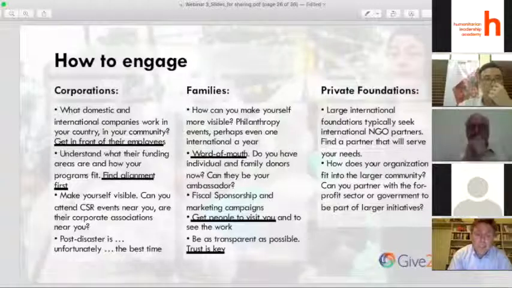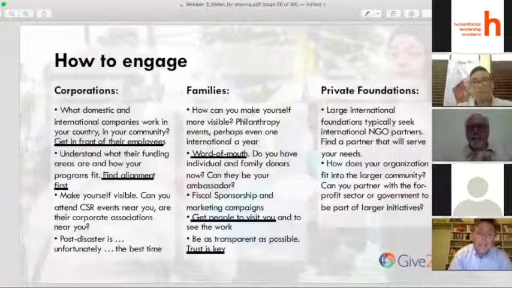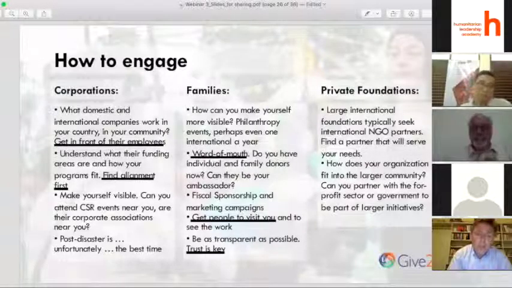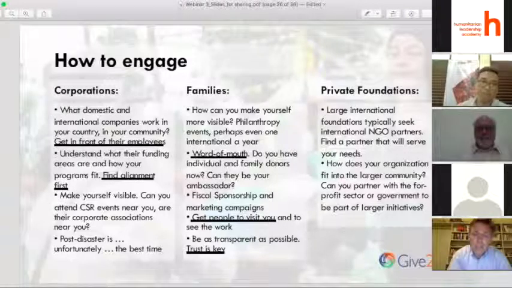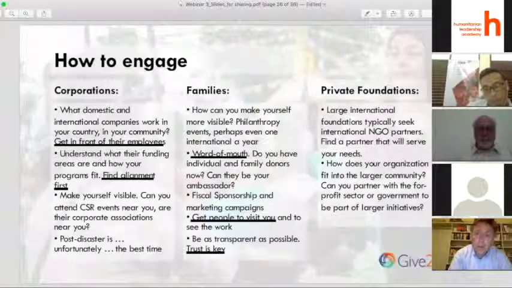The other piece is to really understand what the company funds, so that you understand how your programs might fit in. You're going to have much more success in your initial conversation with a company or with employees if you know already what the alignment of your programs are with what that company funds.